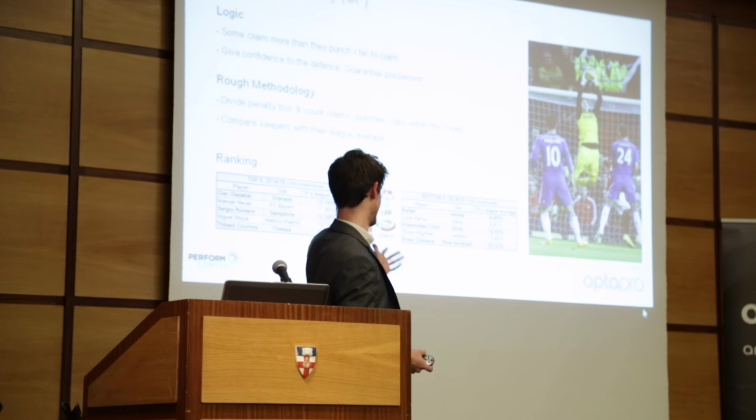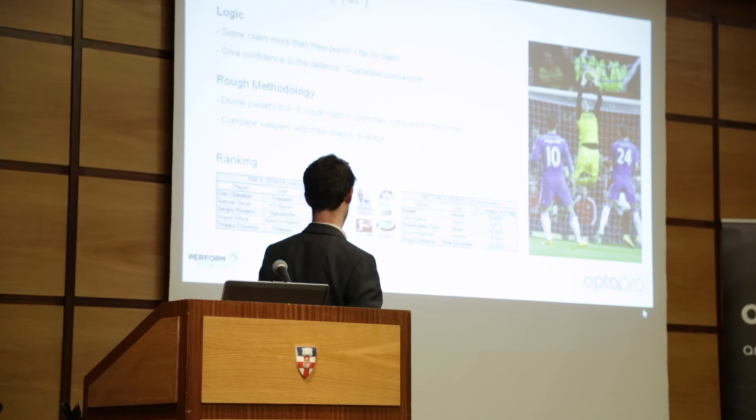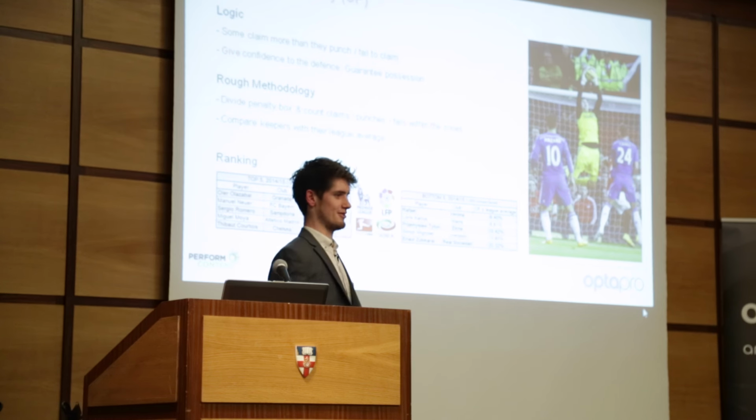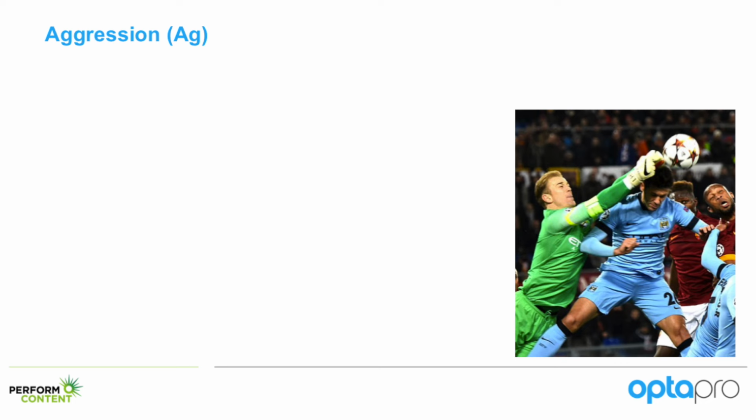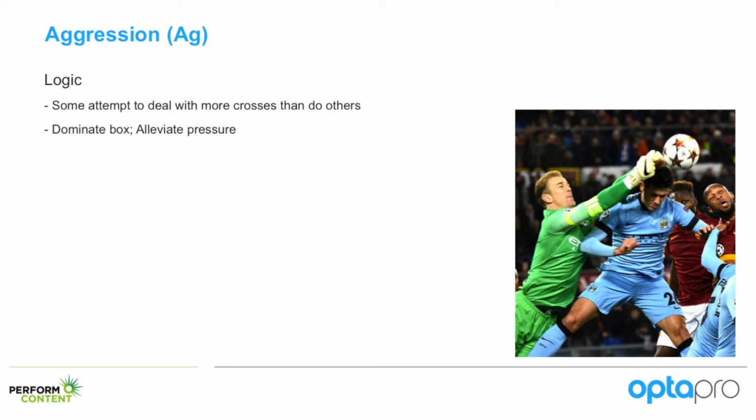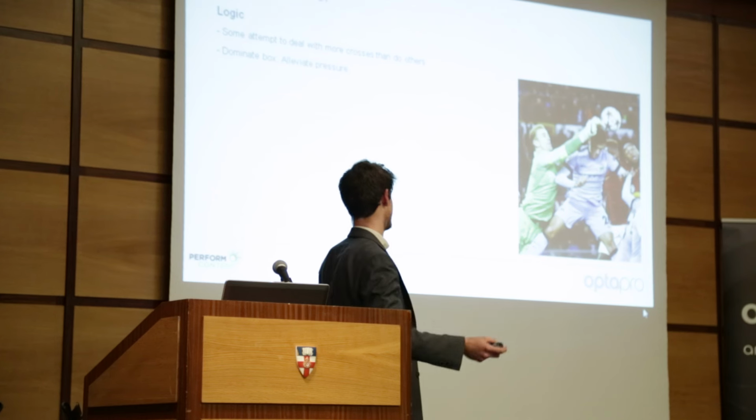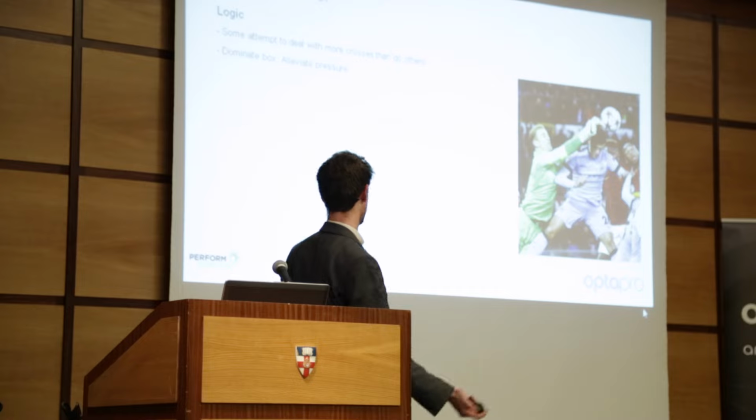So that kind of gives you an idea, in contrast to someone like Courtois, who caught 60 or 70 crosses. That's the kind of differentiation we're talking about here. So in terms of aggression, the methodology here is based on the cliche that you want the keeper to dominate the box. That alleviates defensive pressure again, and it's on the understanding that some keepers will deal with more crosses than others. So how can we test this, and who are they?